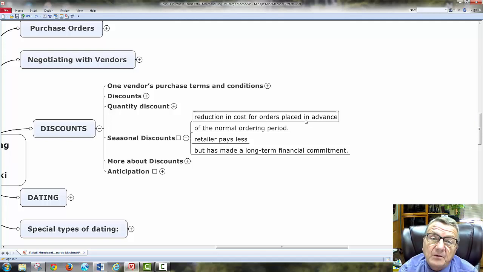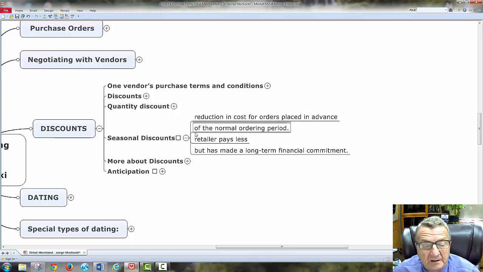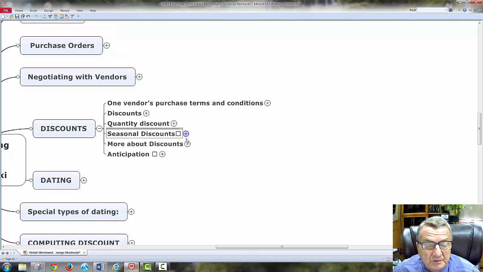Then it makes sense. Now the manufacturer knows I got these things already paid for, haven't shipped. Now I only have this other material, this much. I have to find a buyer for it, or reach somebody that'll purchase. Put it back in. Okay? Right? Normal order, retail pays less, but made long-term financial commitment.